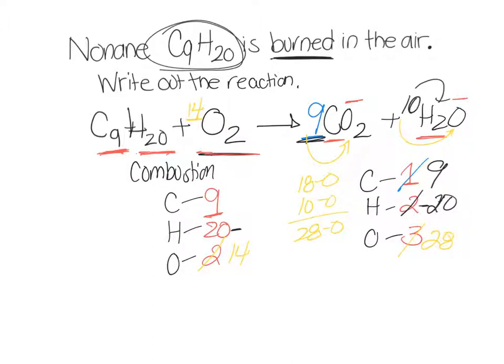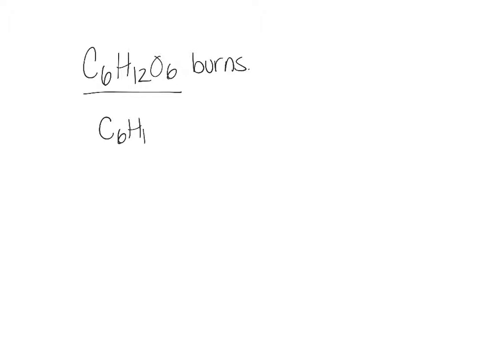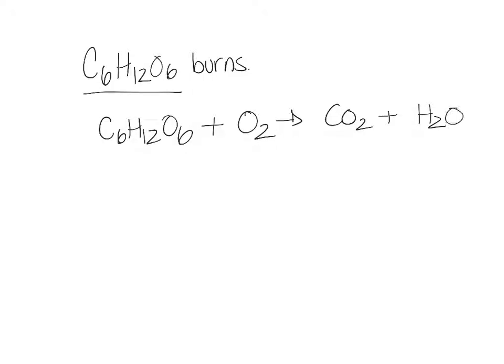Okay, let's try another one. I think we should try a trickier one now. So we should try glucose burns. So this is sugar, the simplest sugar. For it to burn, you have to have O2. You're going to make carbon dioxide and water. In order to get them to balance, you have to have 6, maybe you should write out the list.